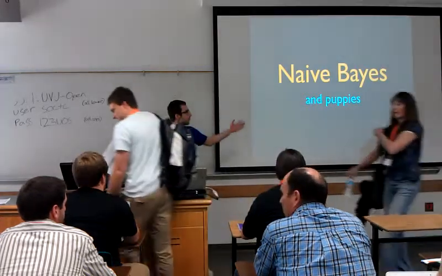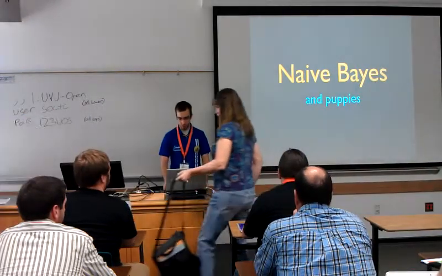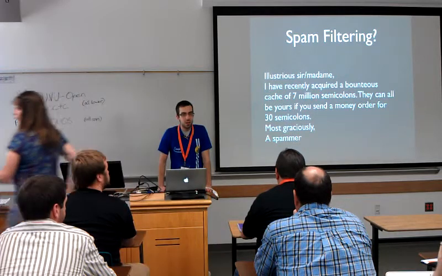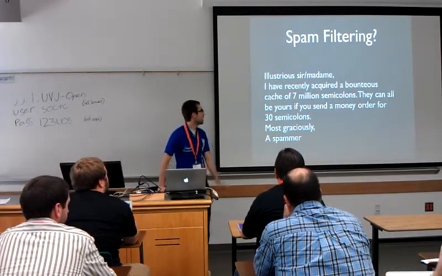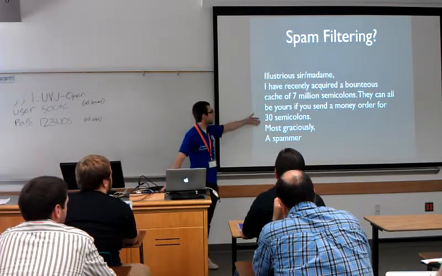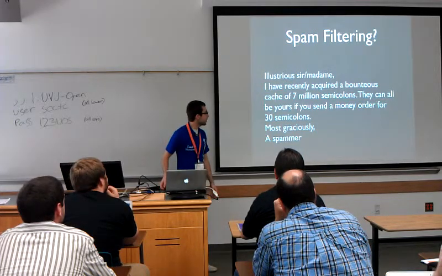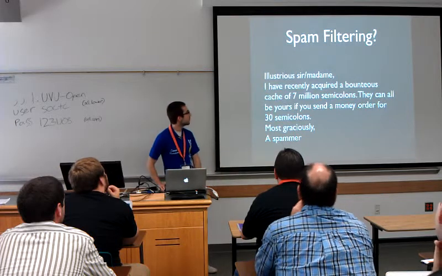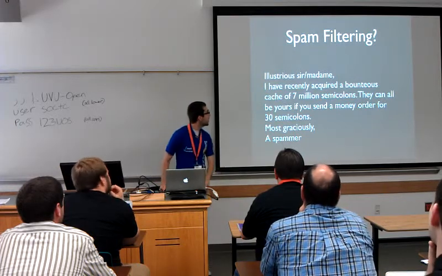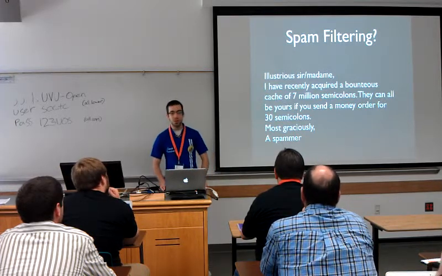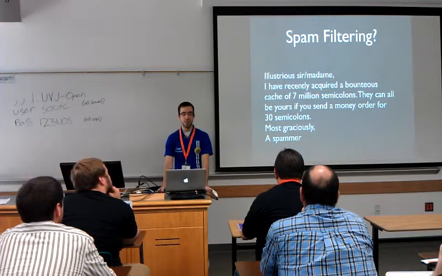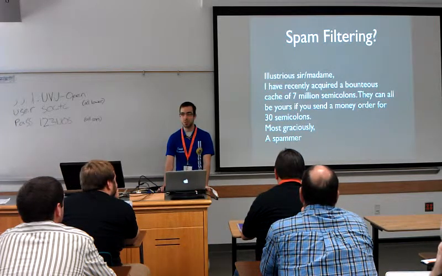So this is a really simple machine learning algorithm that is really widely used in spam coding. So here's an email. I'm trying to become a spammer. This is the one I wrote. I heard semicolons are really popular in JavaScript right now, so I'm trying to sell semicolons to people. So I'm sending out this spam. If you were trying to filter spam, what is a way that you could think of to do this?